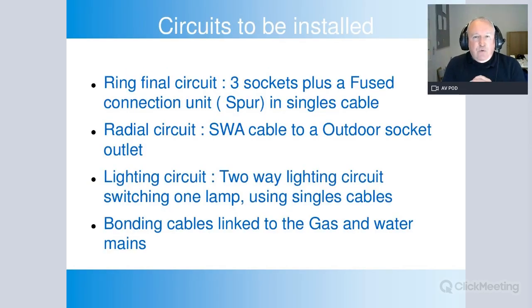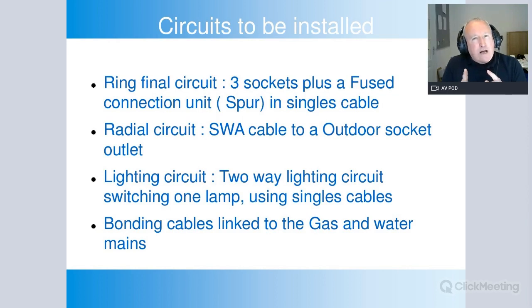So the installation, what you'll be doing: you'll be in a ring circuit using singles cables. You'll be doing a radial circuit to an outdoor socket. And if you don't know what an outdoor socket is, it's one of these. That'll be attached to the wall, and you plug into there. And also we're doing a lighting circuit, and it's going to be a two-way lighting circuit.